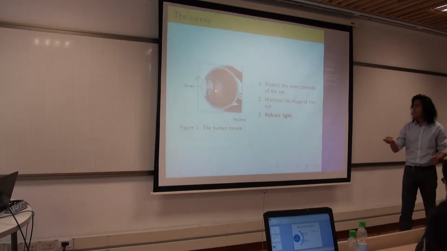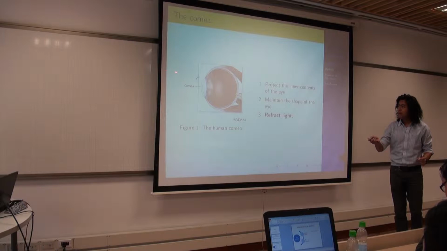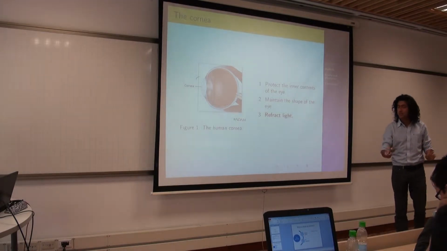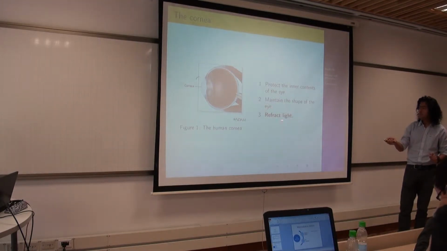Why is that? Because the cornea has to refract the light beams which come to the eye and refract them to the retina right here. Each light beam which goes here must be refracted to the retina. If not, we will have problems and diseases. So that's the main function of the cornea.